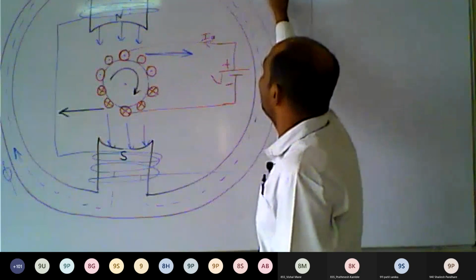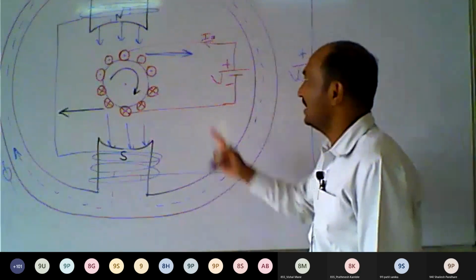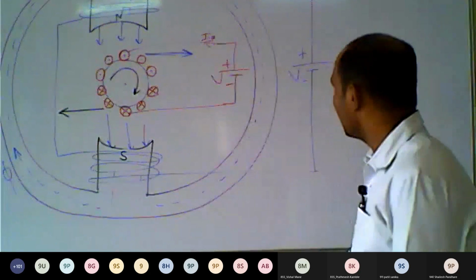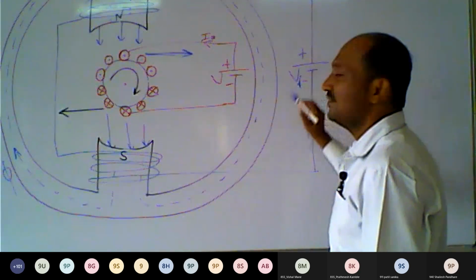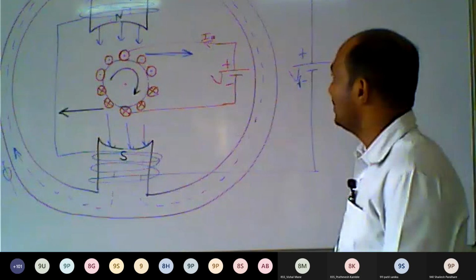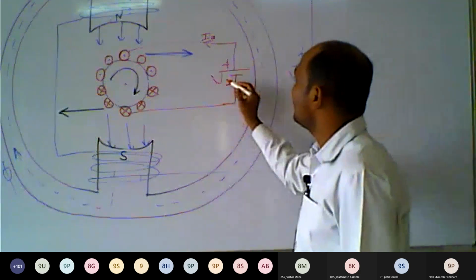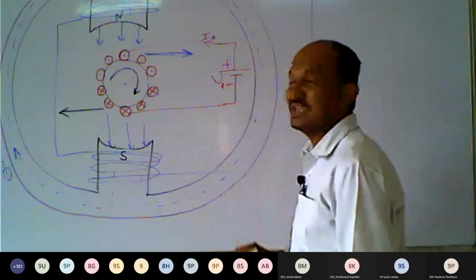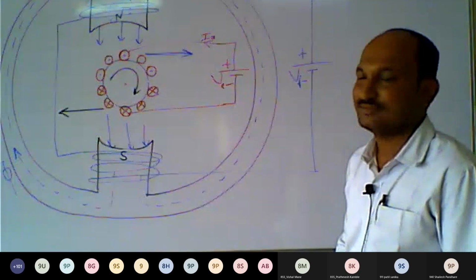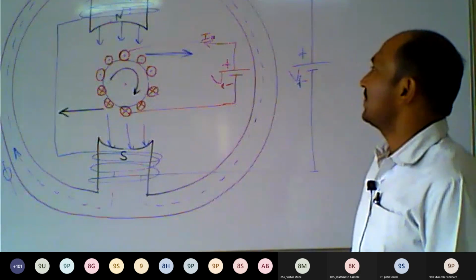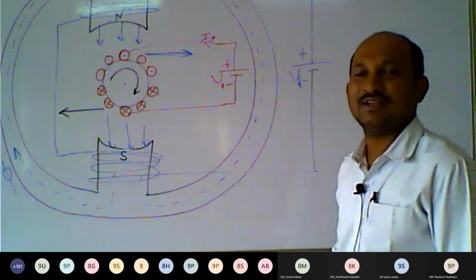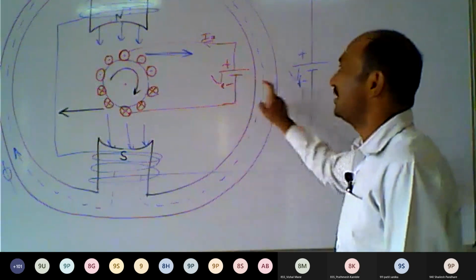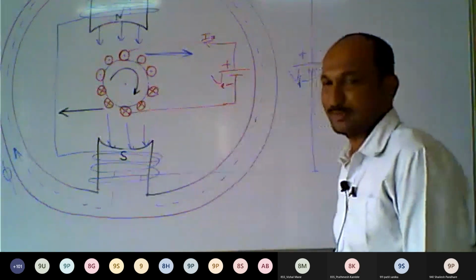The current flowing through the field winding is called the field winding current, IF, and the armature current is called IA. The voltage connected to the field winding is called VF, and the voltage connected to the armature is called VA, the armature voltage. So this is called a separately excited DC motor. We connected separate voltage sources to run this motor.